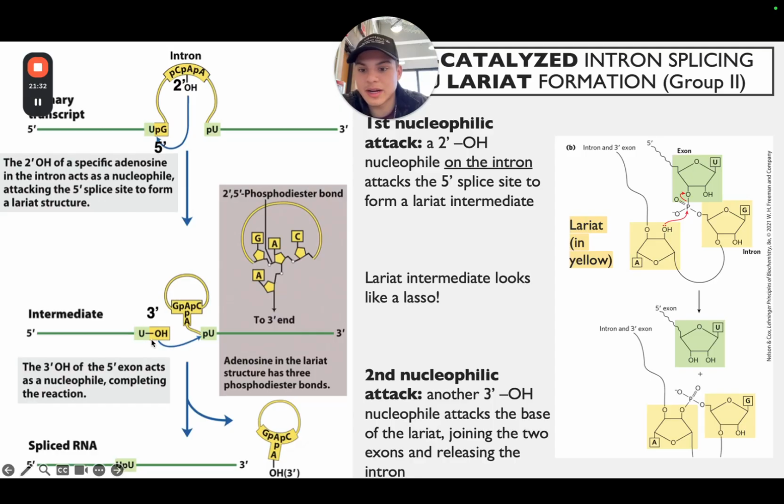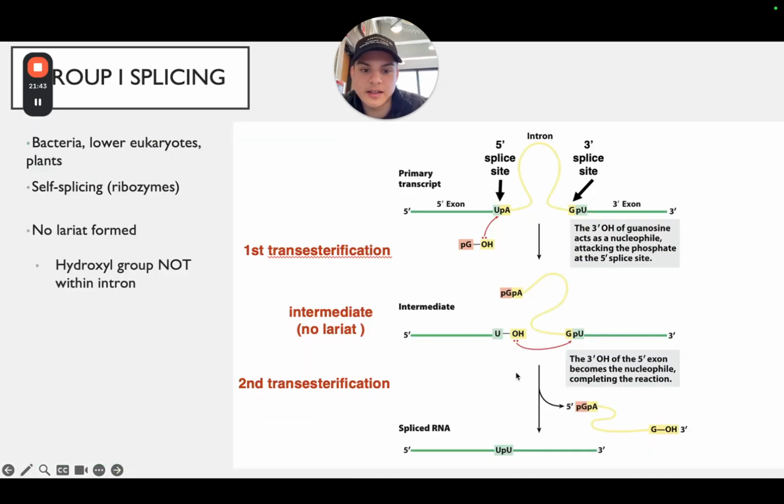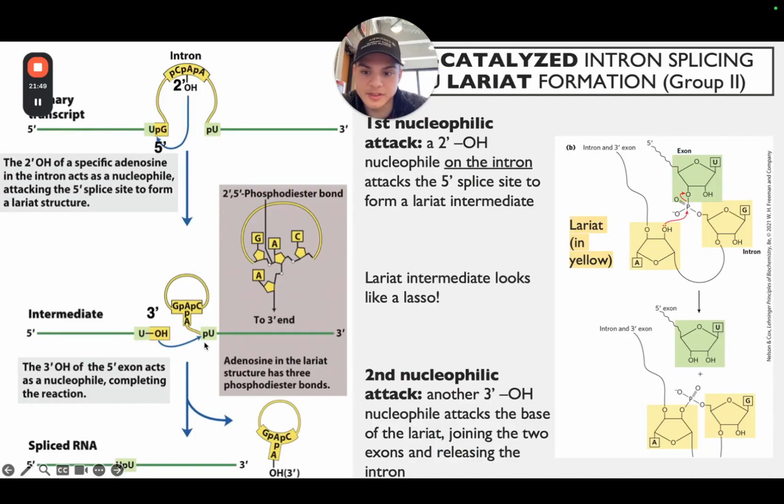And on the 3' end that we just detached the intron from, it's going to do a very similar thing as group 1 and attack the other side and displace this lariat. Now, this is a lariat because it looks like a lasso, essentially. And this second transesterification, where it attacks here and here, looks very similar to here as well. The only difference is where this hydroxyl group comes from.